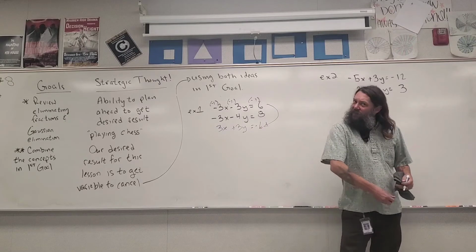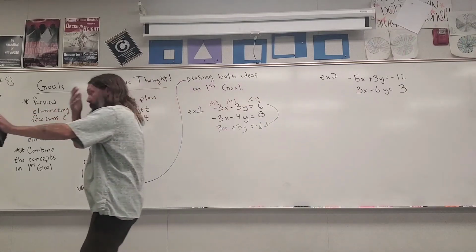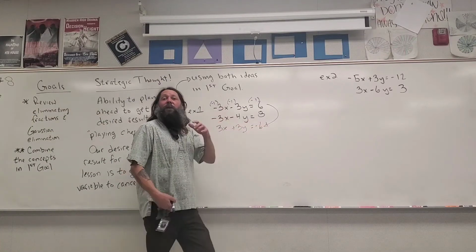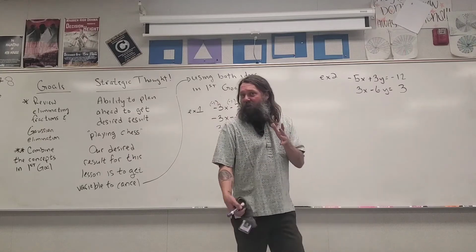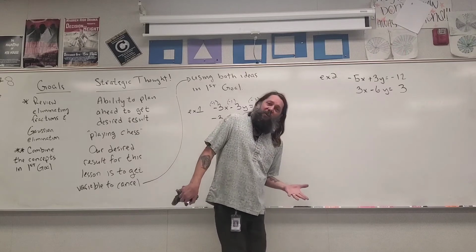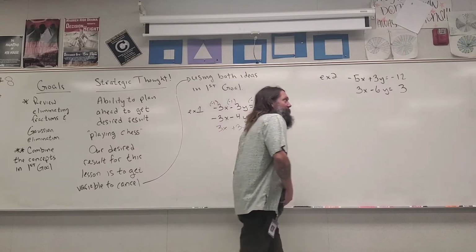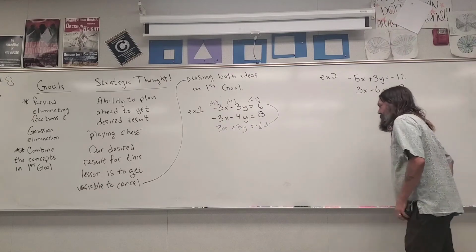See, if we would have taken a second to look at the problem before we just started working on it, we would have realized that in its current form it would not have canceled, and we would have had to be strategic with our thought and figure out what we had to do to one of the equations so that when we used Gaussian elimination, we would get a variable to cancel. So now I'm going to be able to get my x's to cancel.